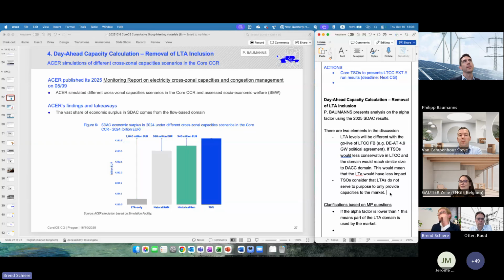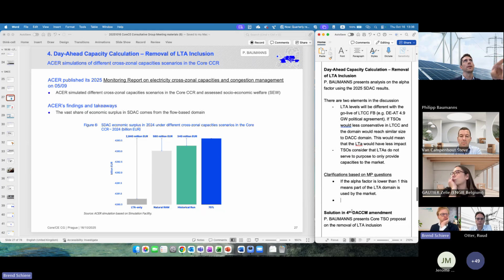Maybe two insights on the graphs, starting with this one. What is shown in the second bar from the left is the natural run. With virtual margins in the day-ahead time frame, like the AMR, to reach the 70%, this bar would be slightly above. And you can see that with the 70%, which we are obviously aiming for in the near future, on the right-hand side, we are even above the historical run, which includes the LTA. So those are the figures I think you have to compare.